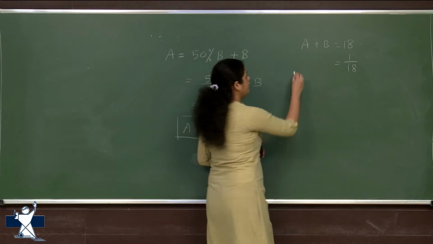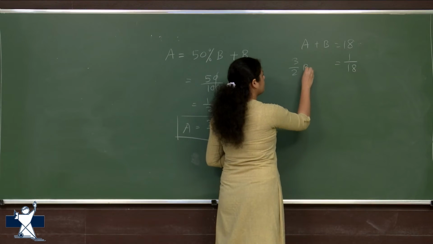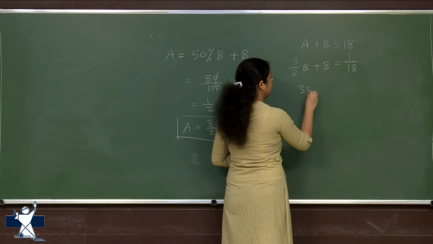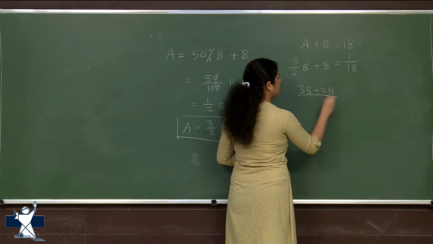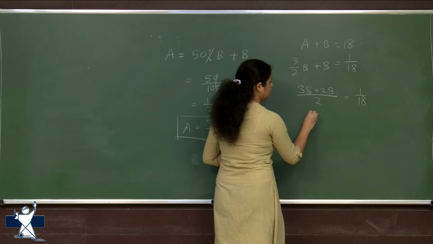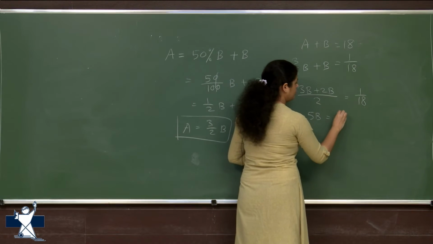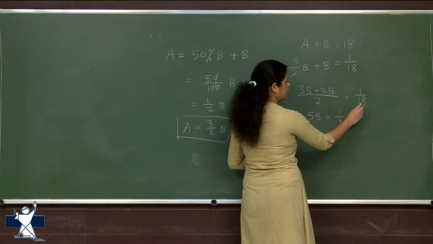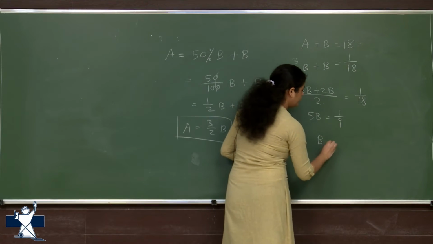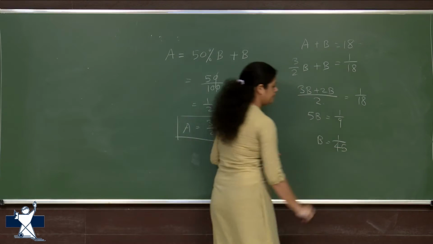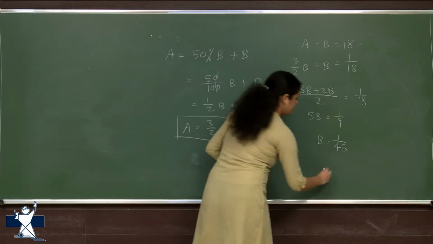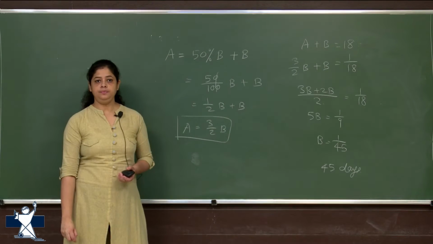So A is 3 by 2 of B plus B. Right? So (3B plus 2B) upon 2 is equal to 1 by 18. So 5B is equal to 1 by 9. This 2 goes there, so 2 9s are 18. Right? So B will be equal to 1 by 45. That means B is taking 45 days to complete the work. Any doubt?